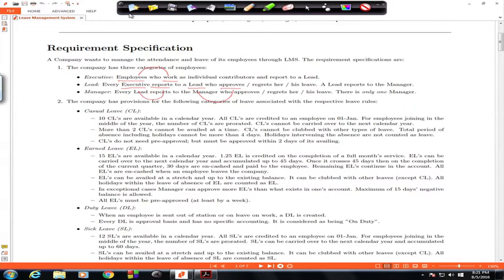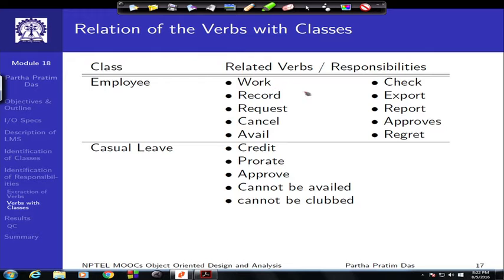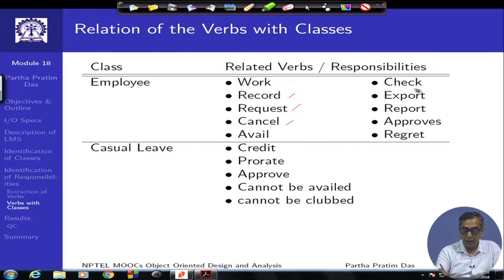We already know the nouns corresponding to the classes that we have identified, that is how we got them, and we are identifying the verbs. From the verbs we will now try to annotate this relationship to get a better idea of what the responsibilities could be. So, we do this identification of work, record, request, cancel, check, report, and all these are the verbs associated with employee, whereas the verbs associated with leave will be credit, that is crediting leave, prorating leave, getting a leave approved, and so on and so forth.